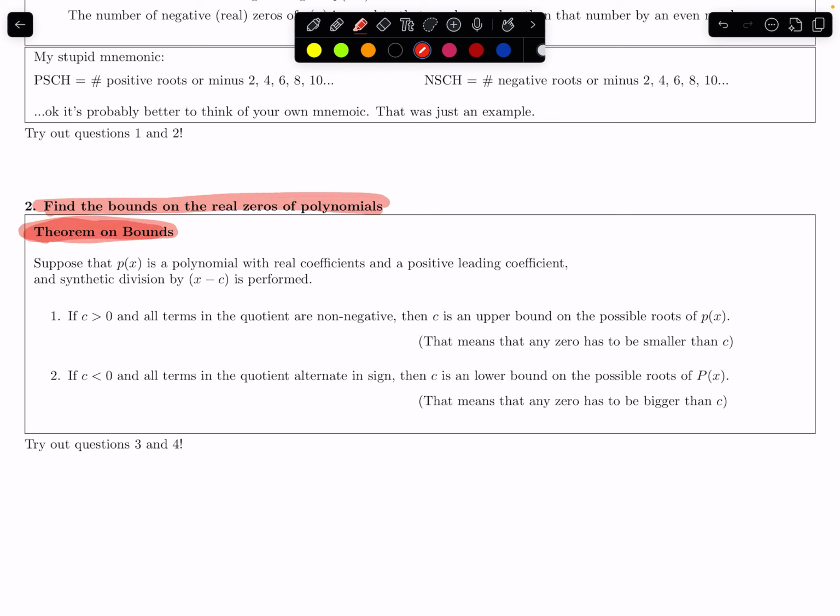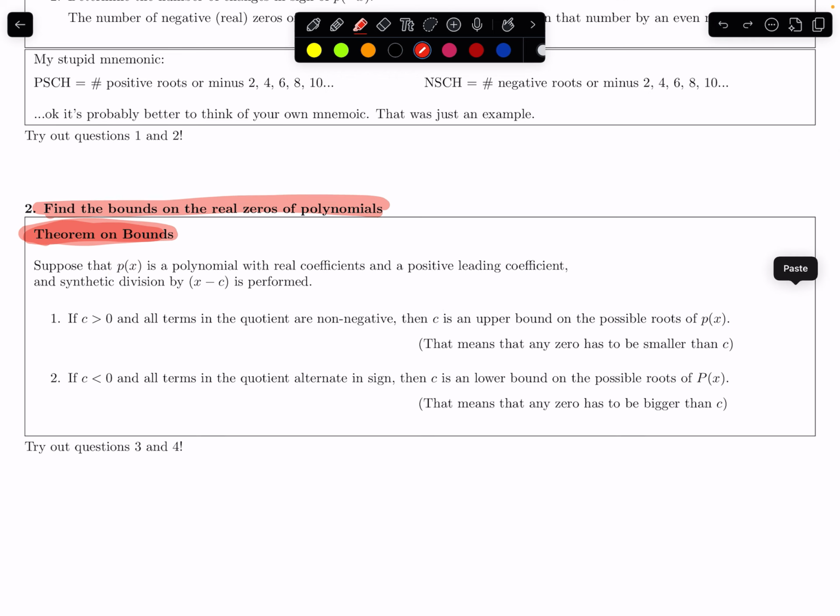It says, suppose p of x is a polynomial, just like we've been dealing with for a while, with real coefficients. This is almost not worth mentioning because we pretty much exclusively deal with polynomials that have real coefficients. But here's a kind of important piece: the leading coefficient is positive. That means the largest degree term is positive.